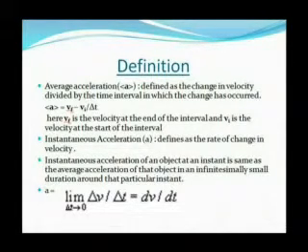Now let's define average acceleration. Average acceleration is defined as the change in velocity divided by the time interval in which the change has occurred. So if v final is the velocity at the end of the interval and v initial is the velocity at the start of the interval, we can define average acceleration as vf minus vi by delta t. Similarly, we can define instantaneous acceleration as we had defined instantaneous velocity and instantaneous speed. So instantaneous acceleration can be defined as the rate of change in velocity. So we can define instantaneous acceleration, that is a, as limit of delta v by delta t, where delta t tends to 0, and it is equal to dv by dt, and here v is the velocity of the object.